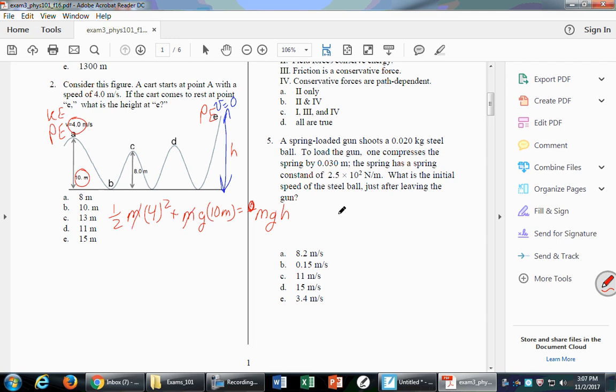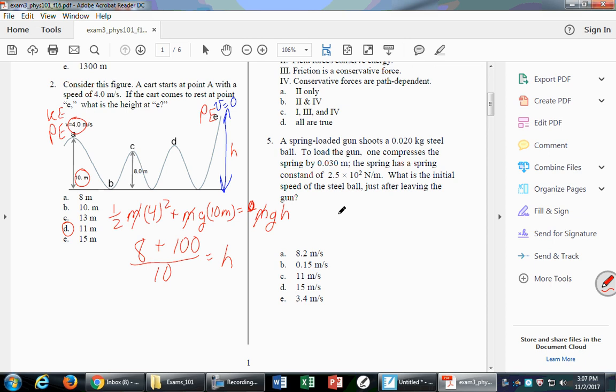Our m's cancel, and I get 8 plus 100 divided by g, which is 10. That's going to equal 8. That's 10.8 or 11 meters.